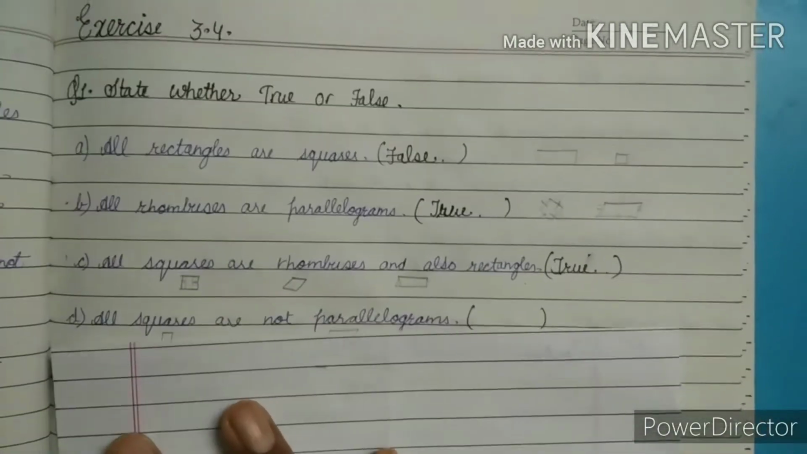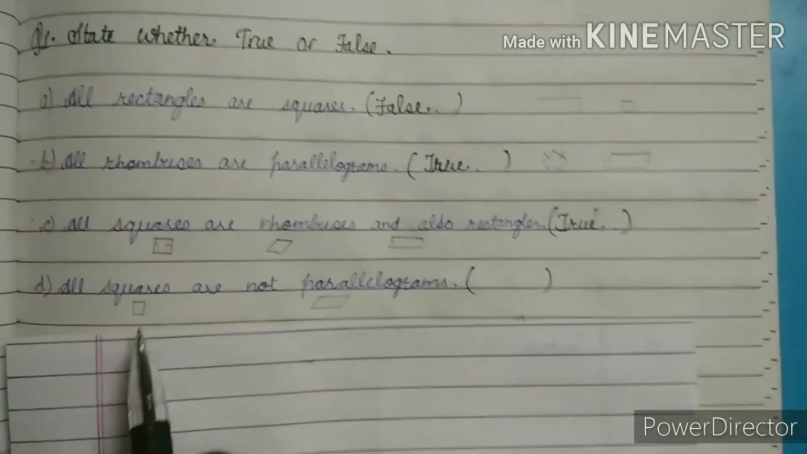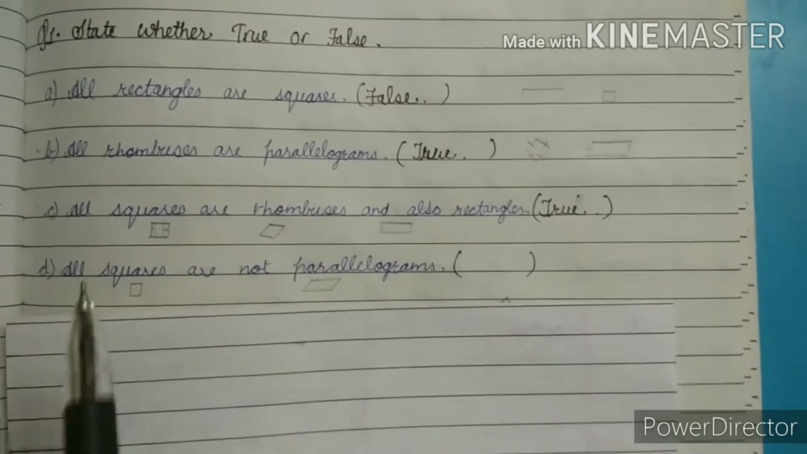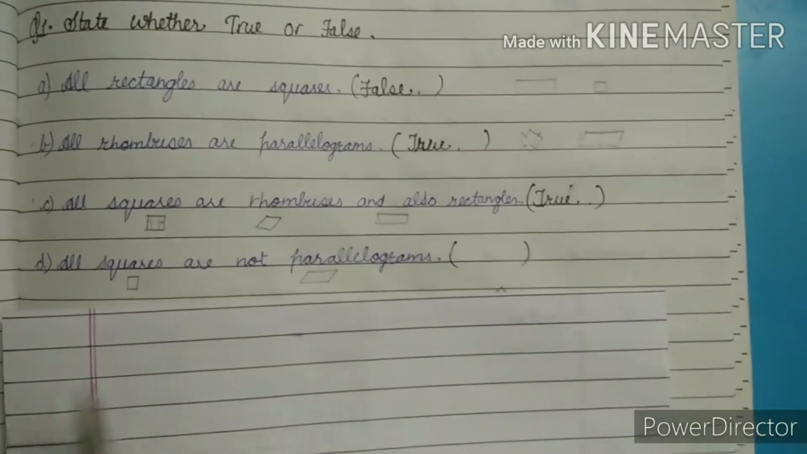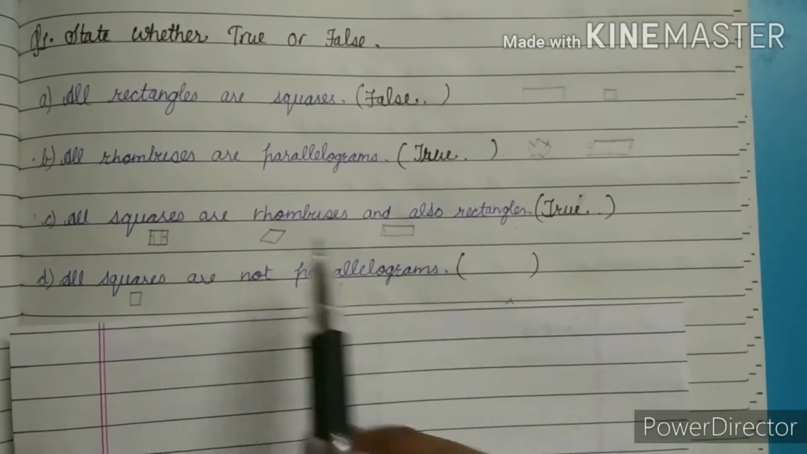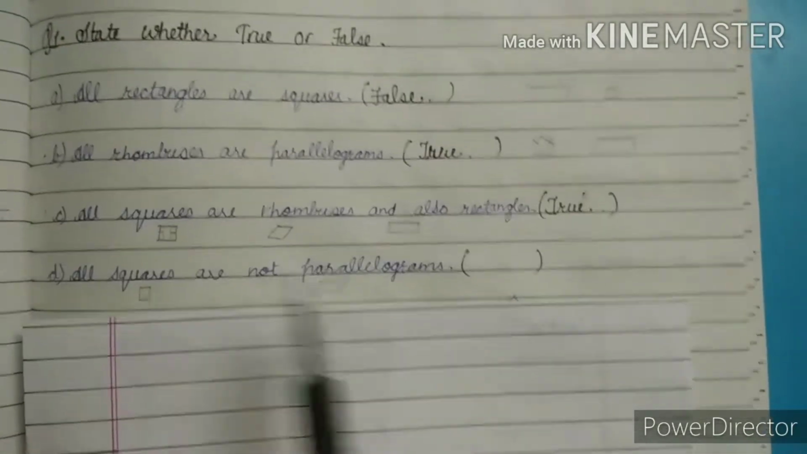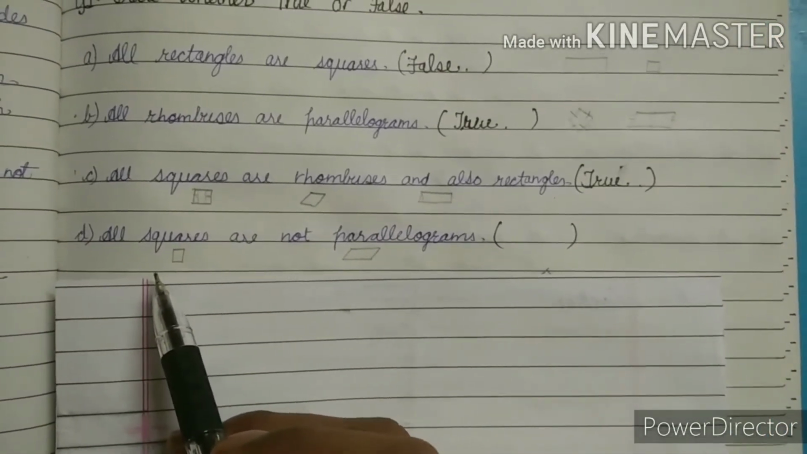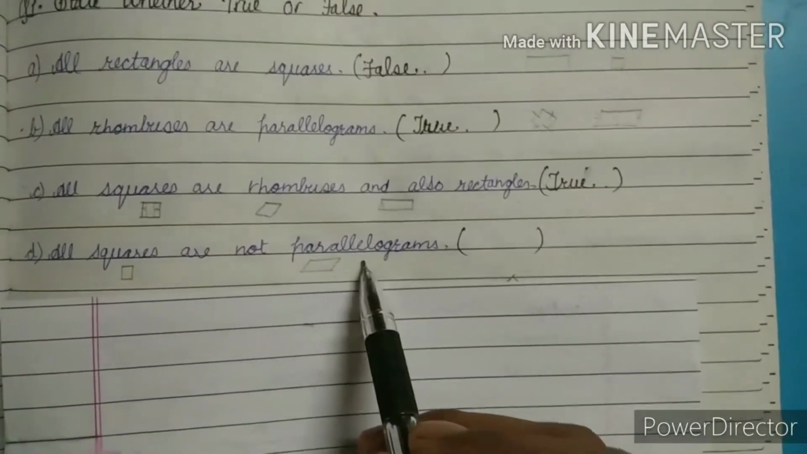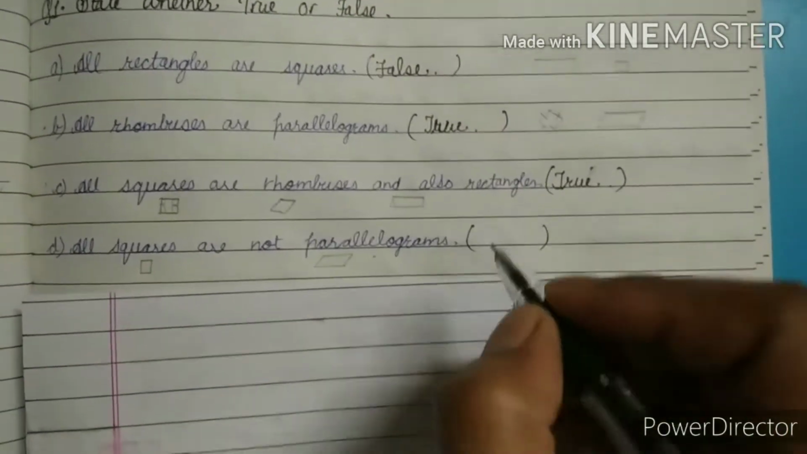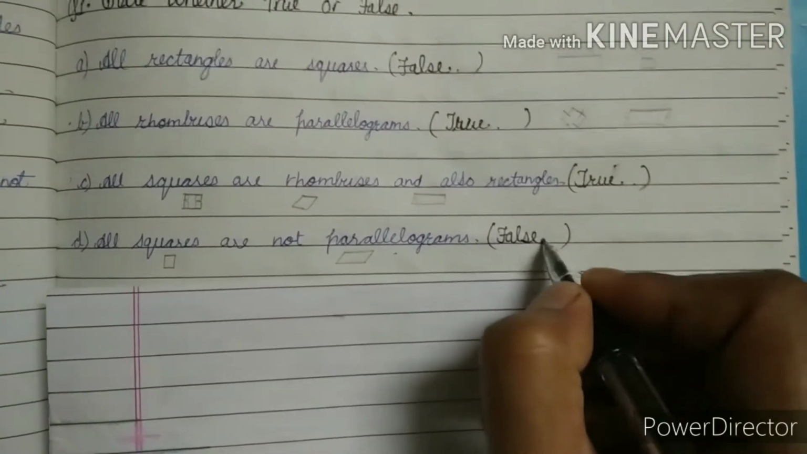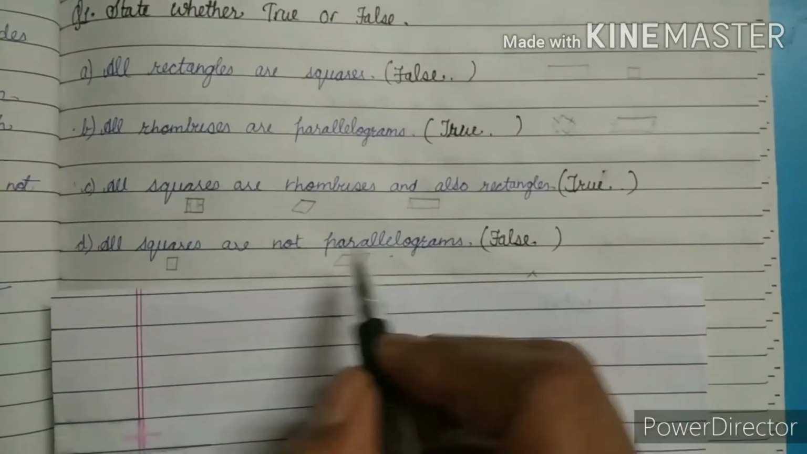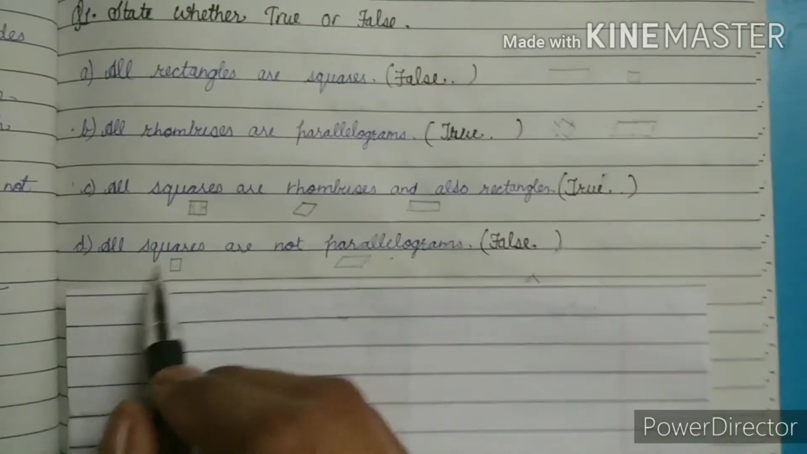Okay. Now D is all squares are not parallelogram. In the previous section we studied that all squares are rhombus, rectangle and parallelogram. Why? Because square has opposite sides parallel, but they are telling us they are not parallelogram. So here the answer is false, because square has opposite sides parallel, and all squares are parallelogram.